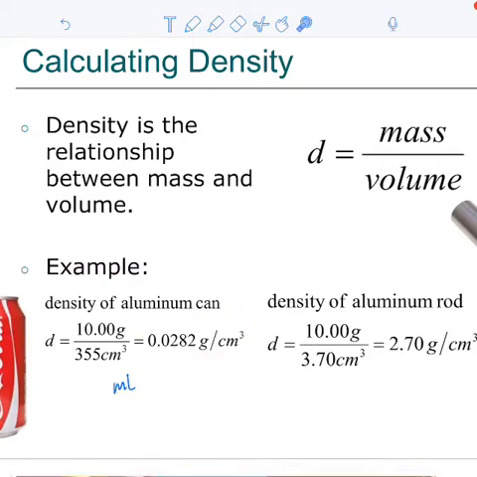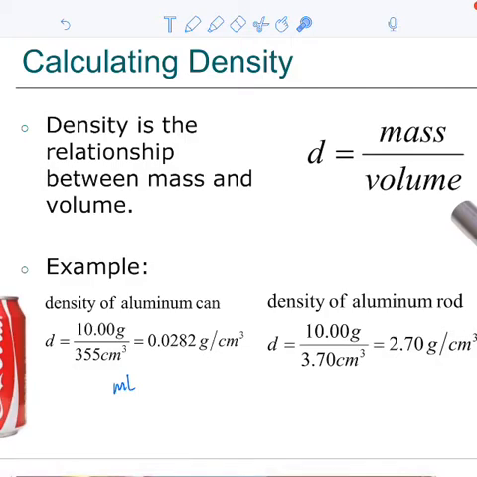Same thing over here. And so now look, the density of that aluminum rod is much higher than that of the aluminum can. And this floated. We know this is a fact, right? If you walk over and you stomp on the aluminum can, my volume decreases and my density goes up exponentially, right? It's going to jump up really, really, really high.